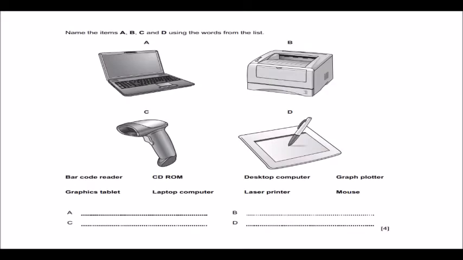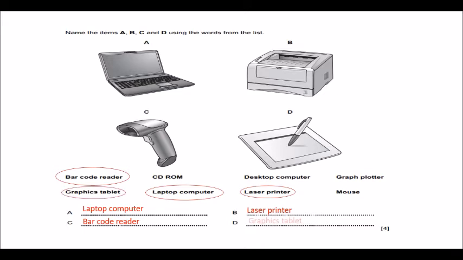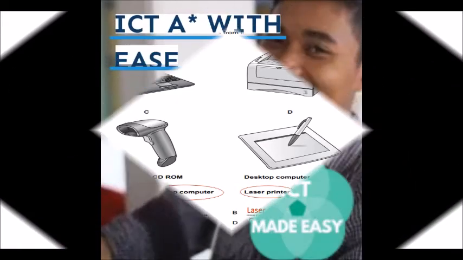This question wants you to identify these 4 hardware devices. The first one is quite easy to know. This is laptop computer. What about the second one? Of course, this is a laser printer. The third one, of course, this one is the barcode reader. And the last one, any idea? Excellent. This one is the graphics tablet.